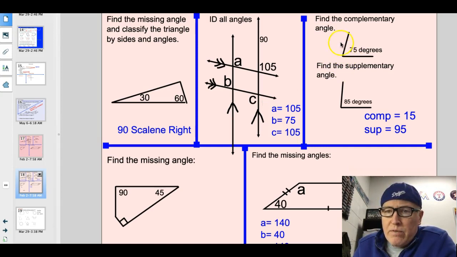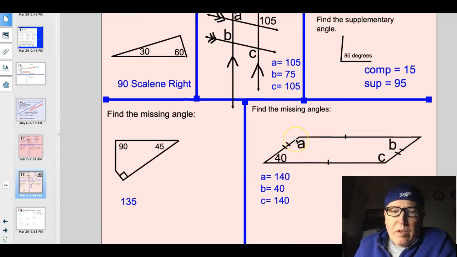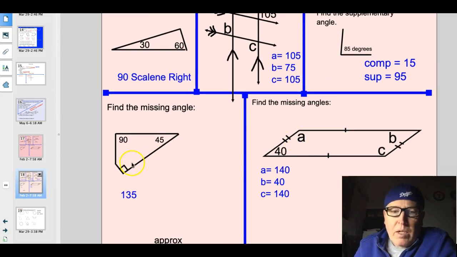Find the complementary angle here. Well, it looks like you're going to need 15 degrees to make 90. That would be the complement and the supplement. If you laid that out there, you would need, whoop, there go the lights in my room here at school. You will need 95 degrees as your supplement angle. Find the missing angle here. Well, this is a quadrilateral. 1, 2, 3, 4 sides. So 360 minus 90 minus 90 minus 45 will give us 135 degrees for that angle right there.